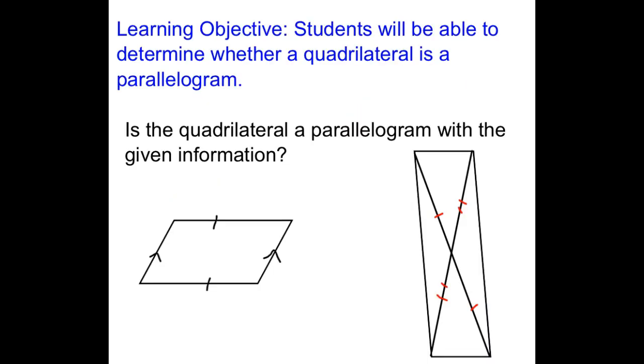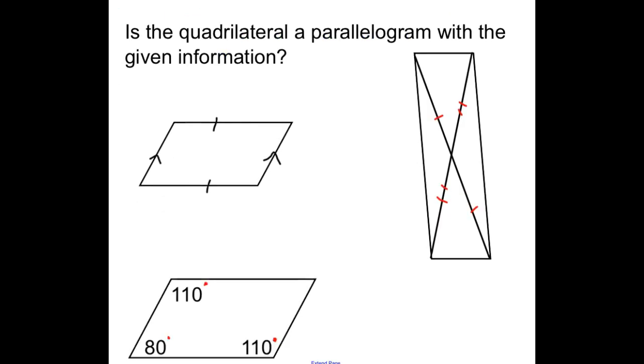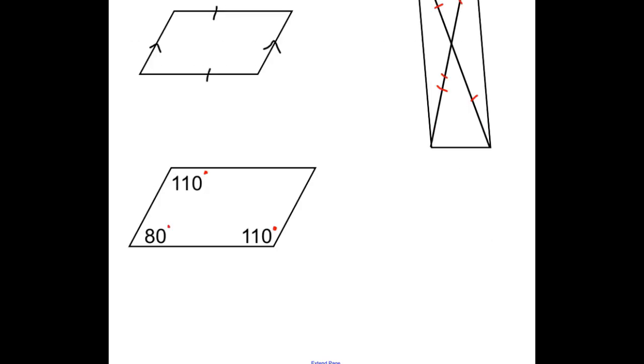Next we're going to talk about deciding if a quadrilateral is a parallelogram. It says, is the quadrilateral a parallelogram with the given information? So we've got 3 images here, and we have to make this decision about each. I'm going to look at the information that we have in all these images.